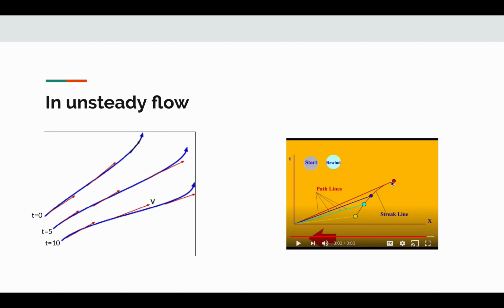Now, the streakline is made up of multiple particles. So it will be this line here, because it is made up of the yellow, two blue, and red particle. That is the streakline.